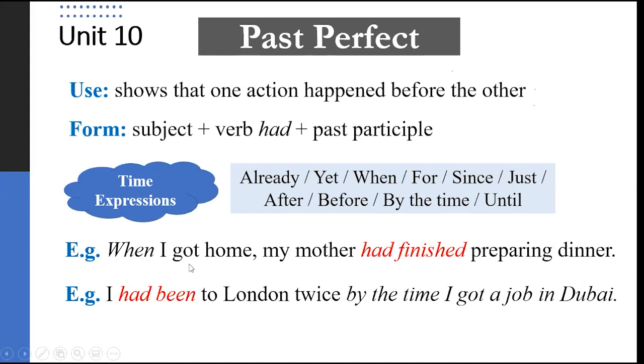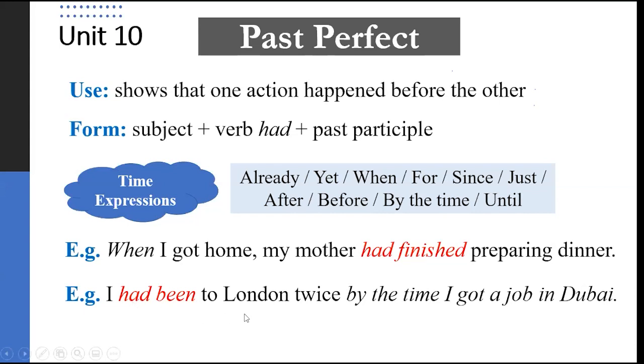لاحظوا أن الحدث الثاني ما في had. It's just a simple past. Okay, but the first action الحدث الأول لازم يكون past perfect. يعني أحط had وأتأكد أن أحول الverb ماضي. Okay, to the past participle. Same thing with the second sentence.